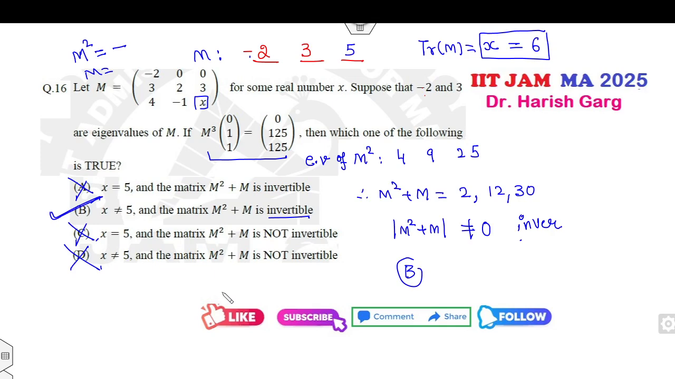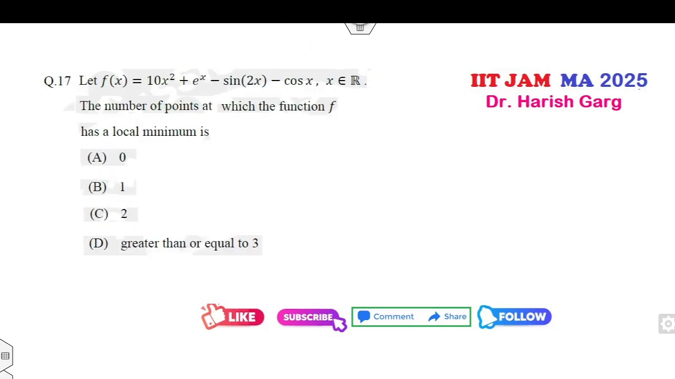Always try to apply the concept of the matrix. चलिए नेक्स्ट क्वेश्चन पे चलते हैं. Let f(x) be given as some function, the number of the points at which the function is local minimum. That means f dash should be 0, f double dash should be greater than 0. That is the condition. But यहाँ पे आपको फंक्शन की वैल्यू नहीं पूछी. क्या पूछा है? नंबर ऑफ द पॉइंट्स.